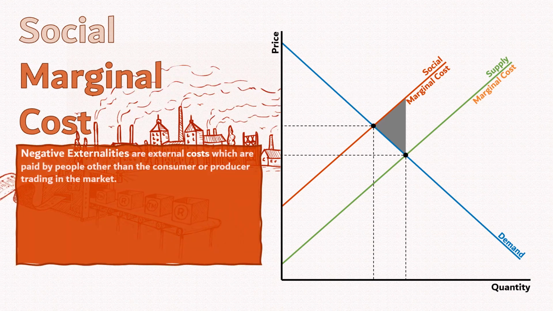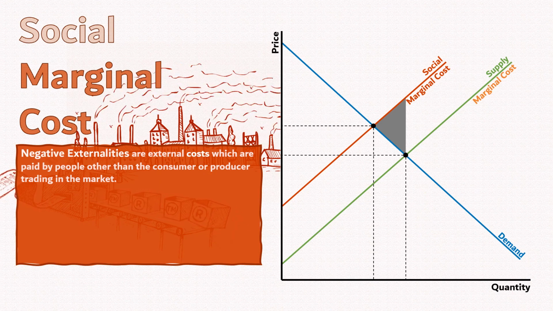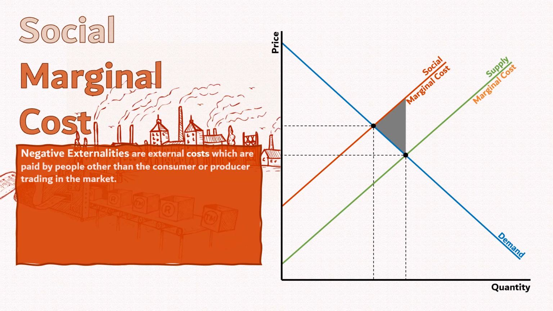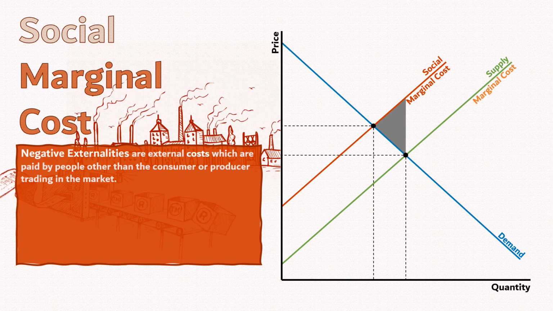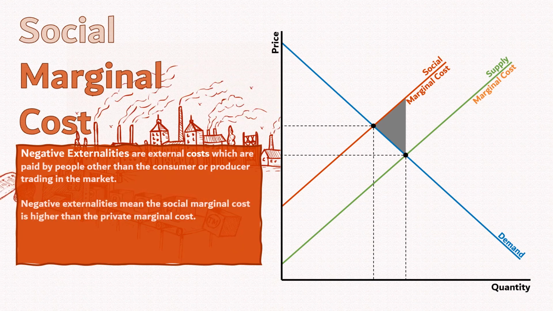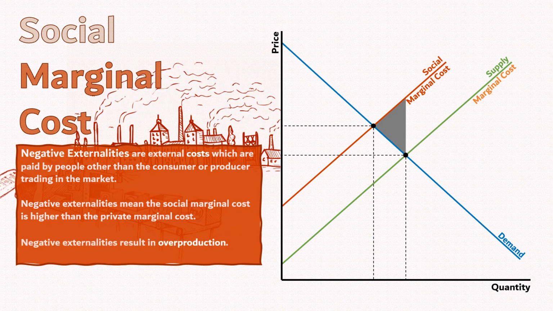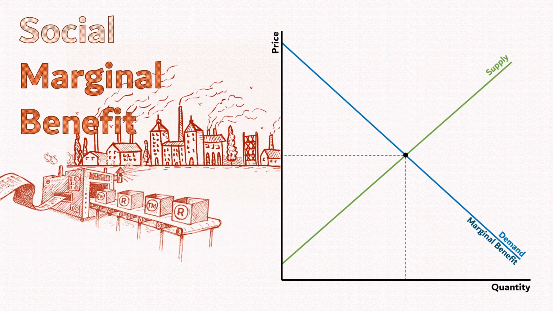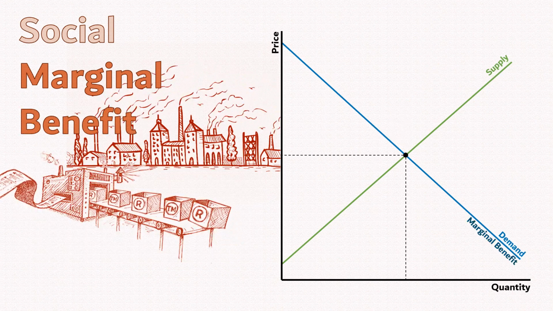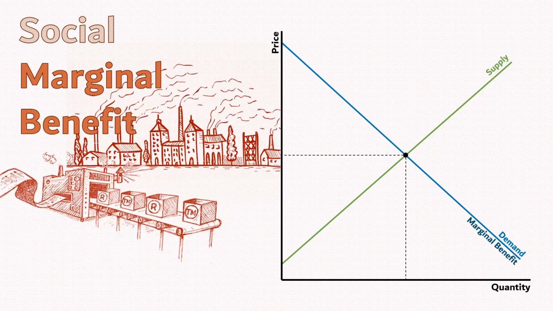Negative externalities are external costs, which are paid by people other than the consumers or producers trading in the market. These are things like the harm to people's health due to pollution. Negative externalities mean the social marginal cost is higher than the private marginal cost. Because of that, negative externalities result in overproduction. But producers are not the only ones who create negative externalities.